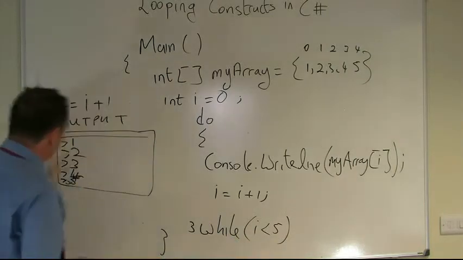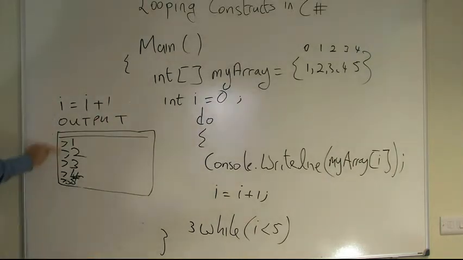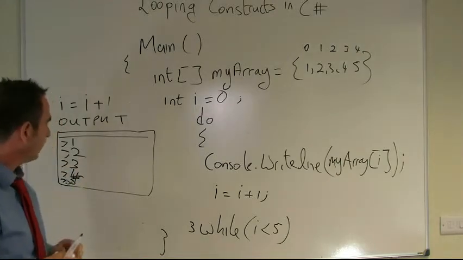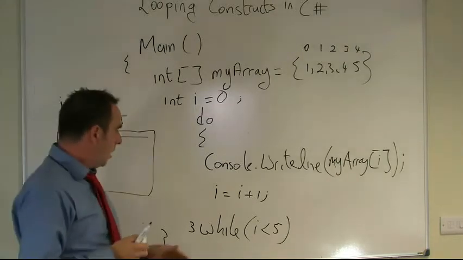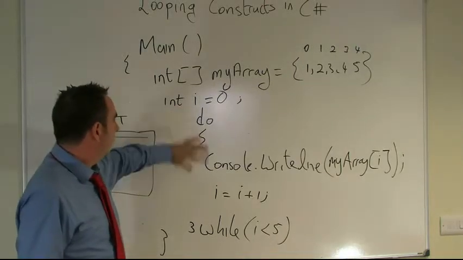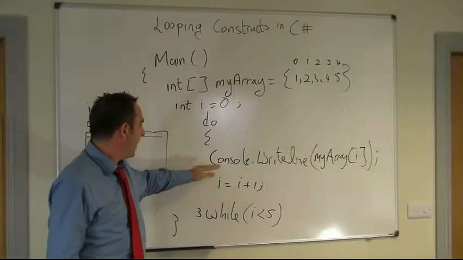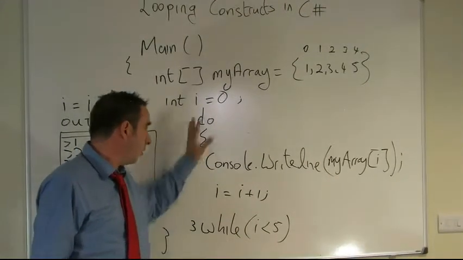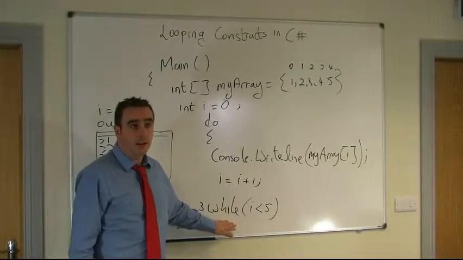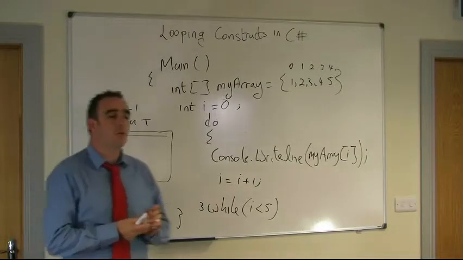Okay? So you can see for each of the different loops, we've achieved the exact same result. 1, 2, 3, 4, and 5 has been written to the console. The main difference between a while loop and a do while loop is that with a do while, one iteration of the loop will execute no matter what, because the condition is not checked until that first iteration has happened. And we've already discussed the difference between the for each loop.